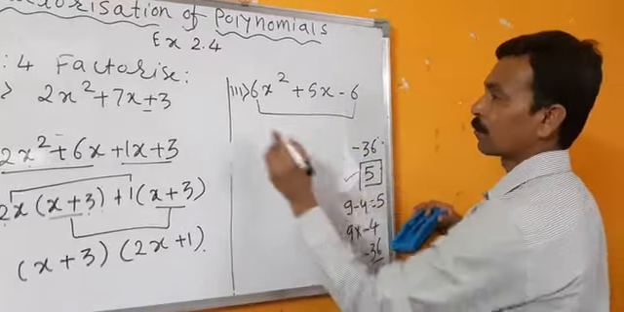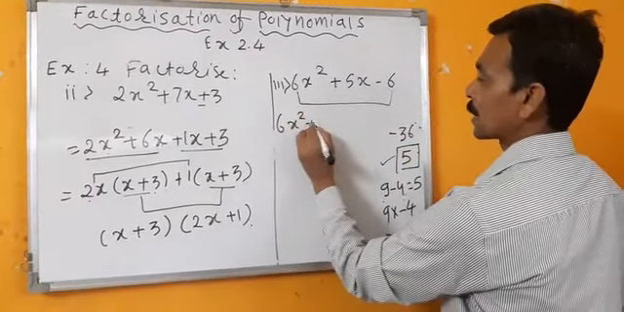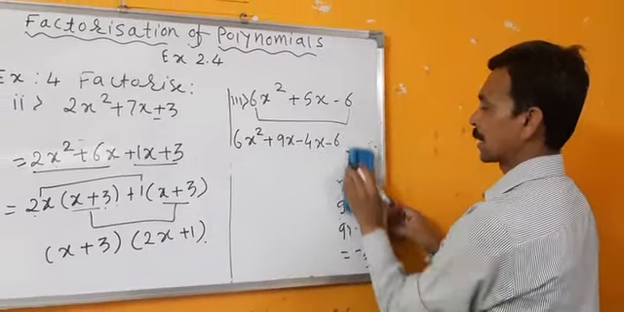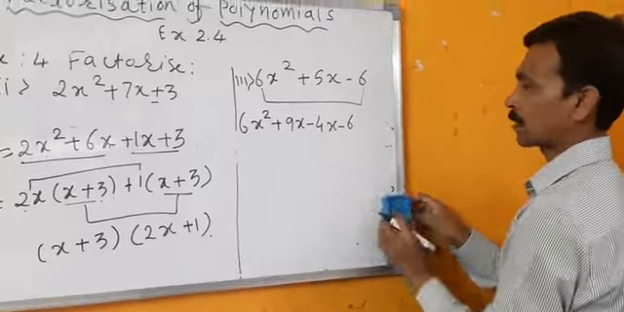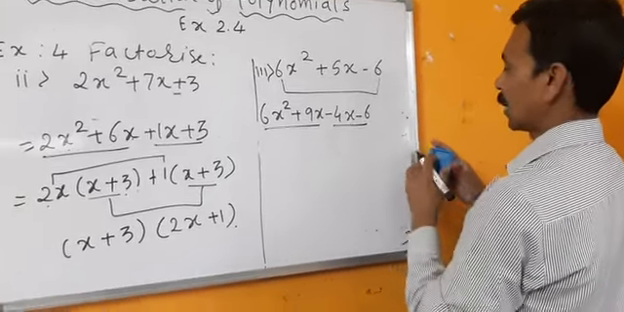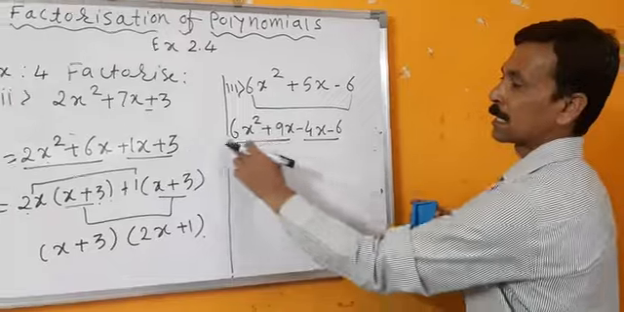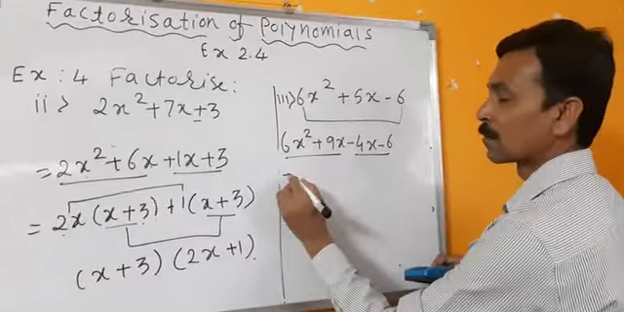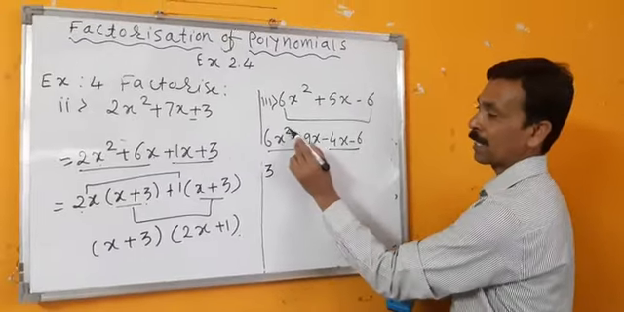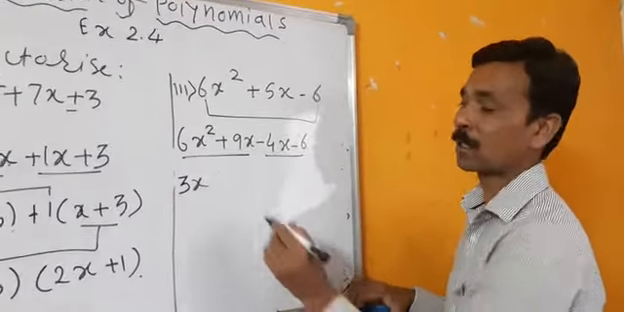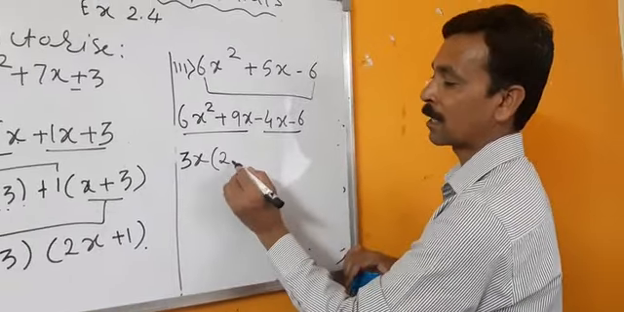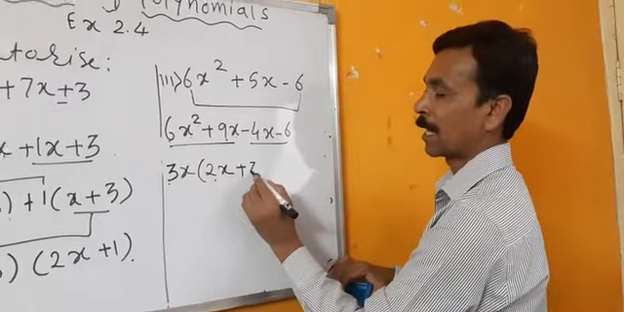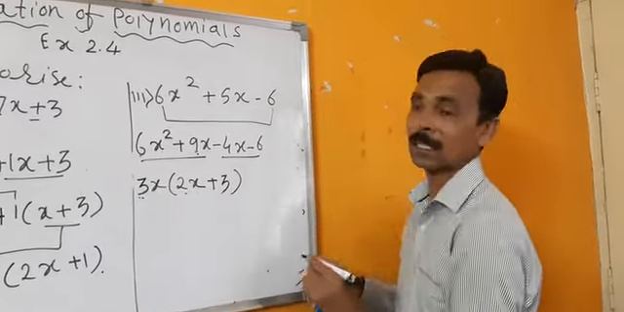Then I will write here 6x square plus 9x minus 4x minus 6. Now pair it. What is common from the first pair? 6 and 9 are in the table of 3. So 3 will come as common. From x square and x, x is common. If 3x is common, what will come in the bracket? 2x. See, 3 2s are 6. Plus, what will come here? 3, because 3 3s are 9.